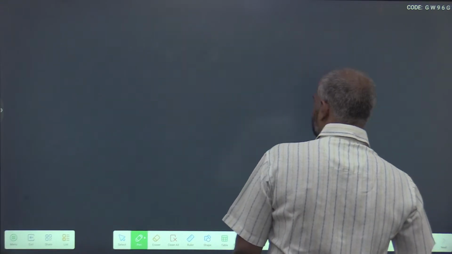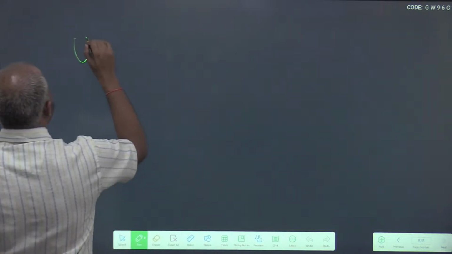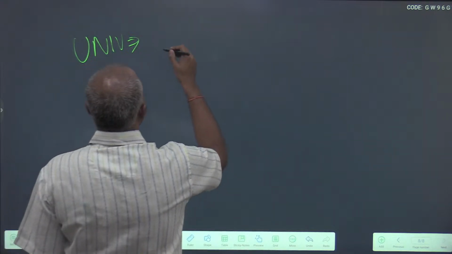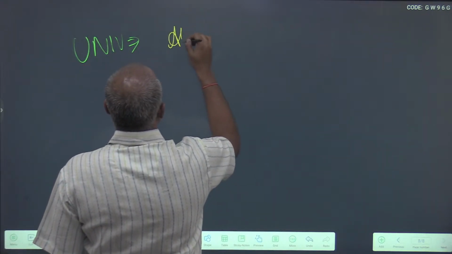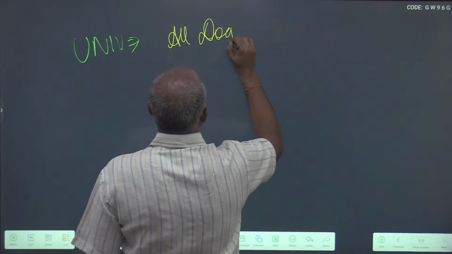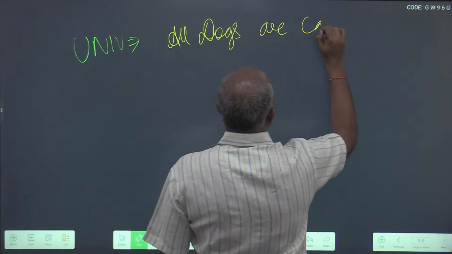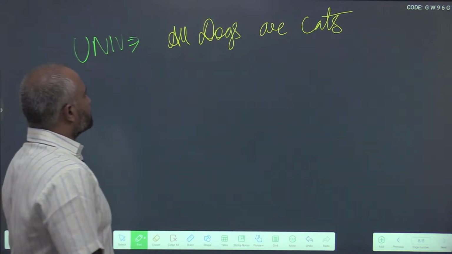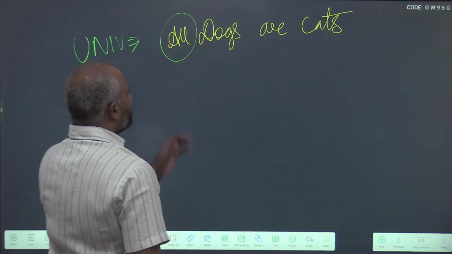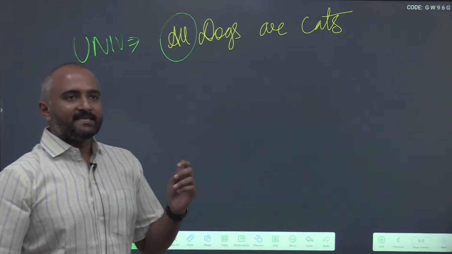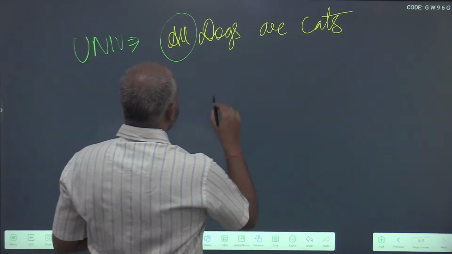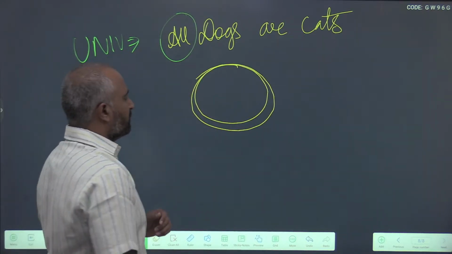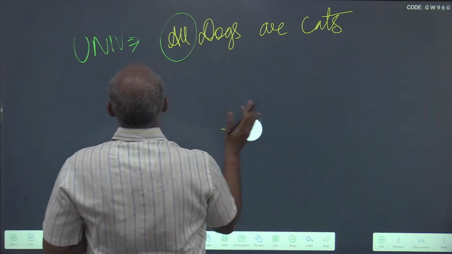For example, when I say all dogs are cats, what am I referring to? Focus on the subject here. When I say all dogs are cats, what am I referring to? I am referring to the whole subset of dogs. So this is an example of a universal statement.